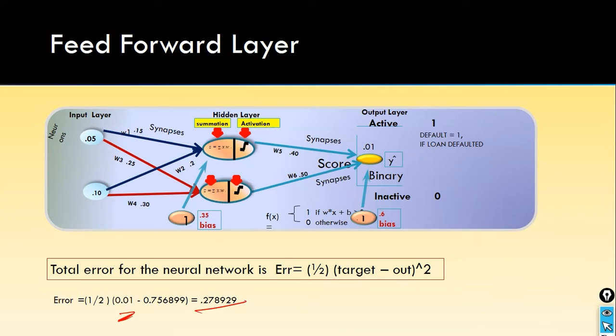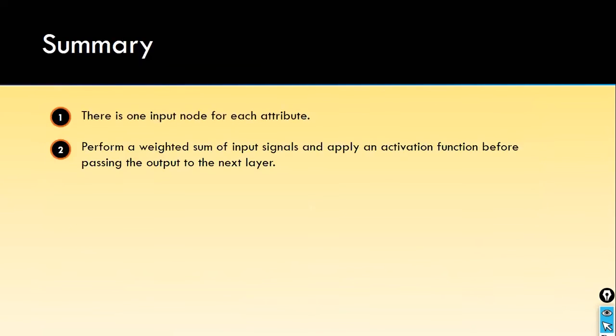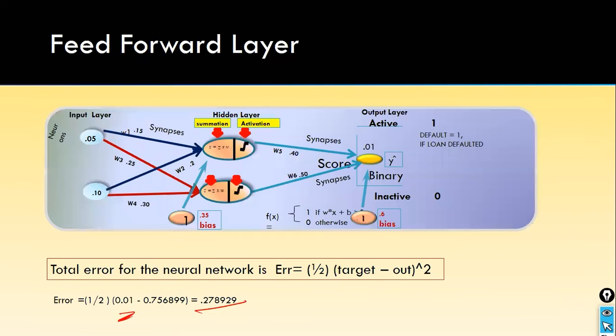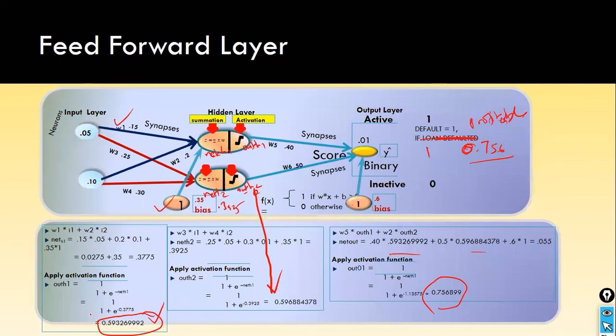Okay, and so there is one input node for each attribute, and each performs a weighted sum of input signals and applies an activation function before passing the output to the next layer. That is what we have seen here, right? It was applying the activation function here. This is the one we have seen, this one activation function.